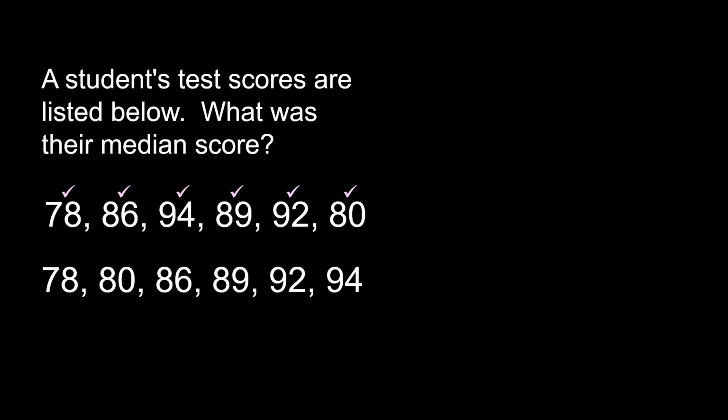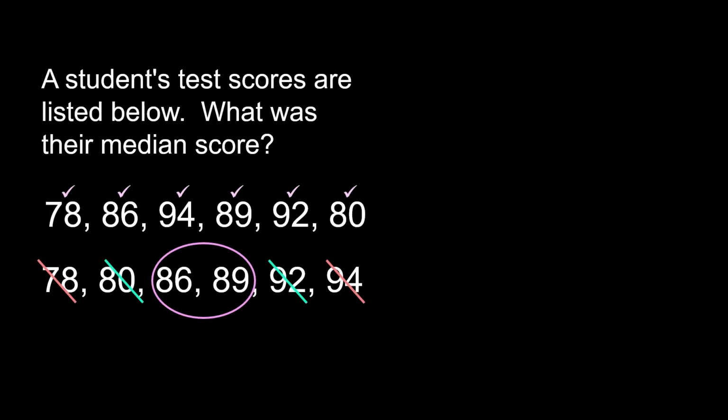Now that I have the values in order from least to greatest, I need to find the value that's in the middle. So I'll cross the 78 off on the left and the 94 off on the right, and I'll work my way to the center. So next is the 80 and 92. And I have two values in the center this time, two values in the middle. So to find the median, I need to take the average of these two values.